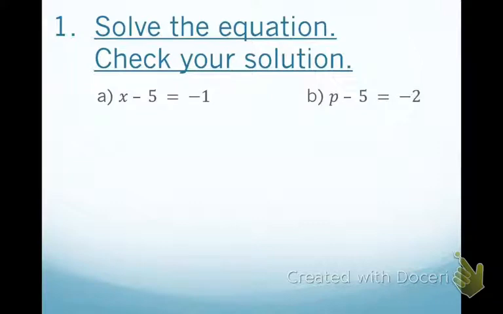What does Rule A tell us to do? Identify the variable. Everybody look up here in problem A. What's my variable? X, okay? So I found my variable right here.